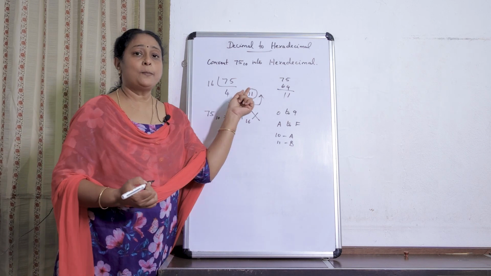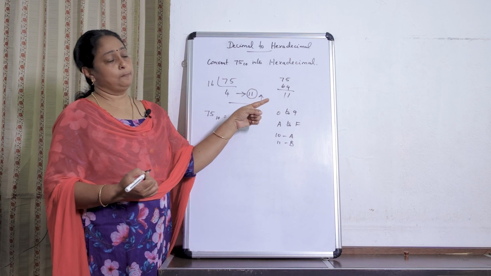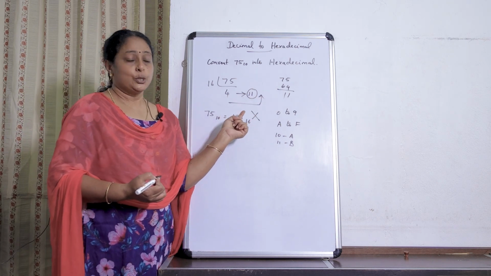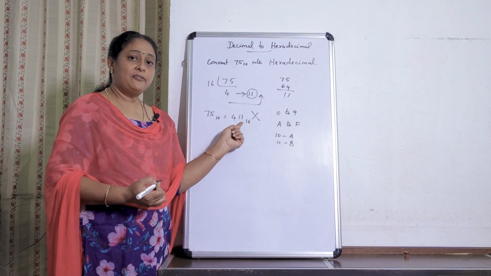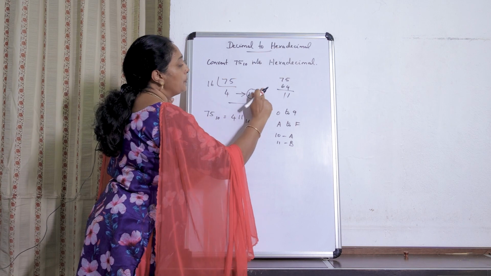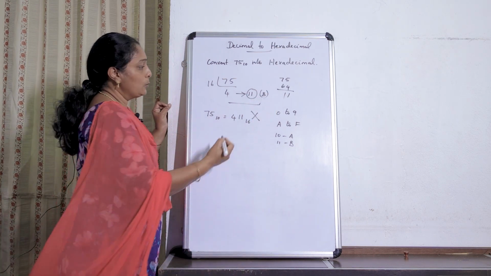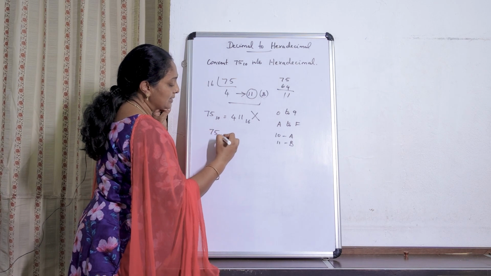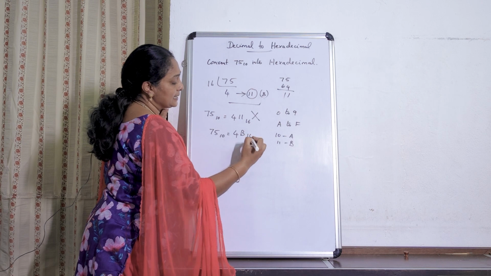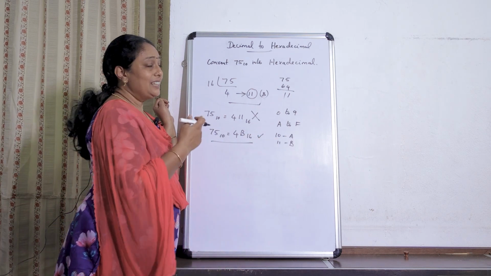Each and every remainder forms a digit in the other number system. So here 4 is one digit. 11 cannot be written as a digit. So in this, we are supposed to write the equivalent alphabet for this 11. You can write the remainder as 11 here, but along with this 11, you write the equivalent alphabet also. And here we are supposed to write like 75 to the base 10 is equal to 4B to the base 16. This is the correct format of writing the hexadecimal equivalent in this case.